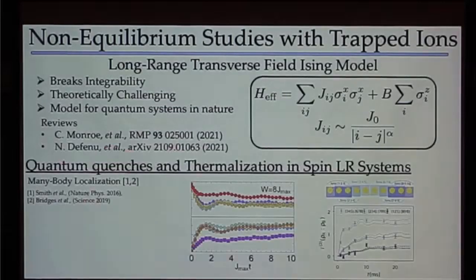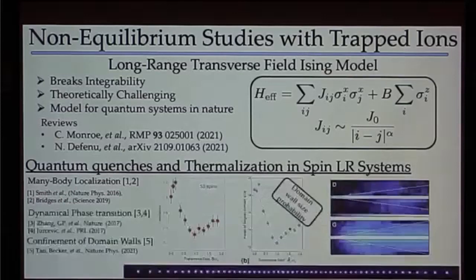In recent years, trapped ions have been used to observe quantum quench and thermalization, or lack of thermalization, in a closed quantum system. These are two papers that observed MBL with all the different caveats. Of course, it's a finite size system. We recently used trapped ions at JQI to study dynamical phase transitions, and we heard about that in the previous talk. And we also observed confinement of domain walls.